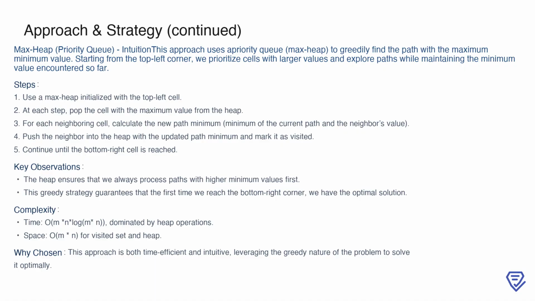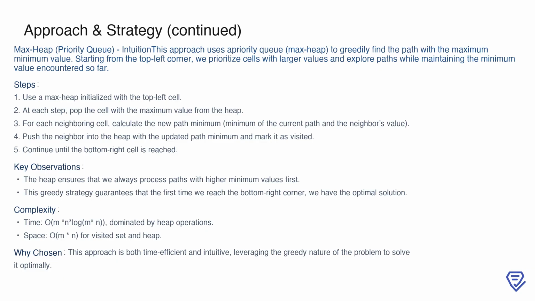A highly efficient method to solve this problem uses a max heap, or priority queue, to greedily find the path with the maximum minimum value. The intuition here is to leverage the priority queue to always prioritize paths with the largest values first, ensuring that we explore the most promising paths early. We start from the top left corner of the grid and initialize a max heap with its value. At each step, we pop the cell with the largest value from the heap.